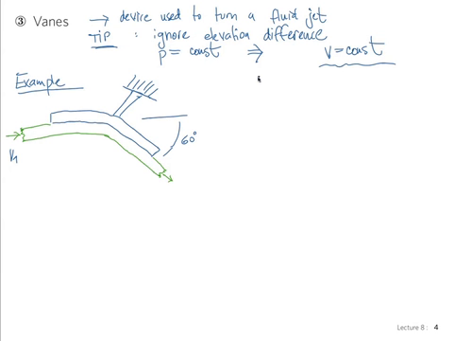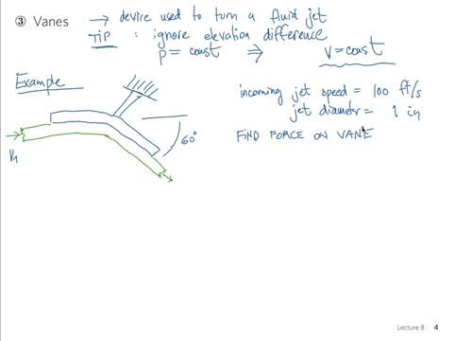Let's put some numbers in here. So the incoming jet speed is 100 feet per second. We're going to use British units in this one. The jet diameter is equal to 1 inch. And we need to find the force exerted by the jet on the vane.